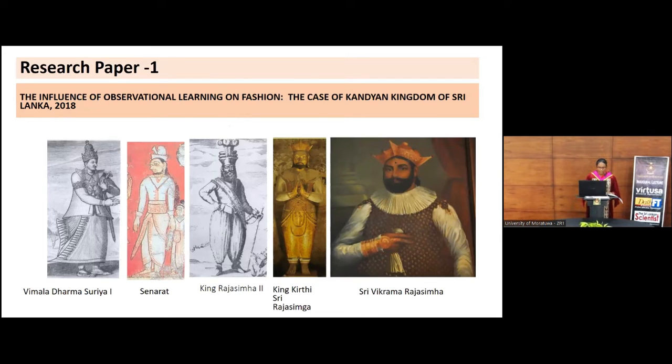This is the first theoretical paper I would like to share with you. The paper discusses psychological factors that influence fashion. The paper title is The Influence of Observational Learning on Fashion, the Case of the Kandyan Kingdom of Sri Lanka, which was published in 2018. Kings of the Kandyan Kingdom were influenced by Western dresses. Various Western dress items and patterns, silhouettes, accessories, materials, and methodology of wearing were introduced.